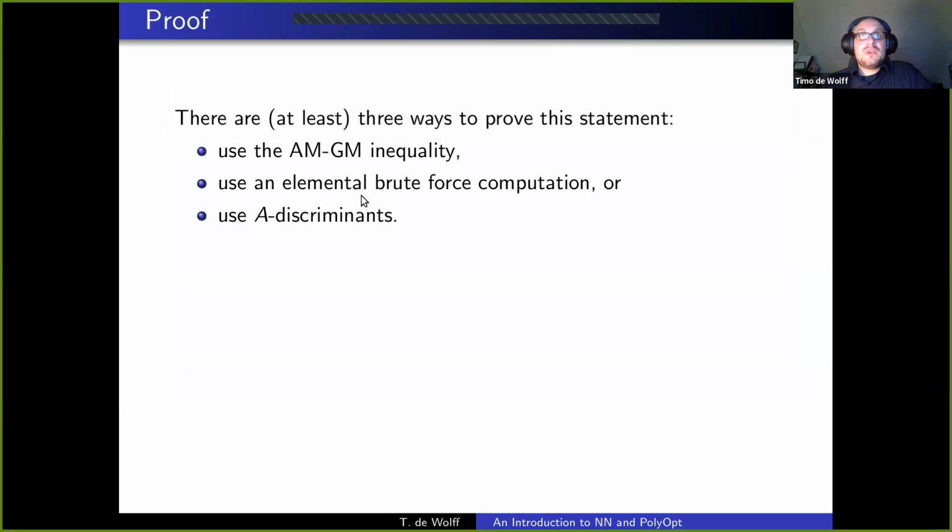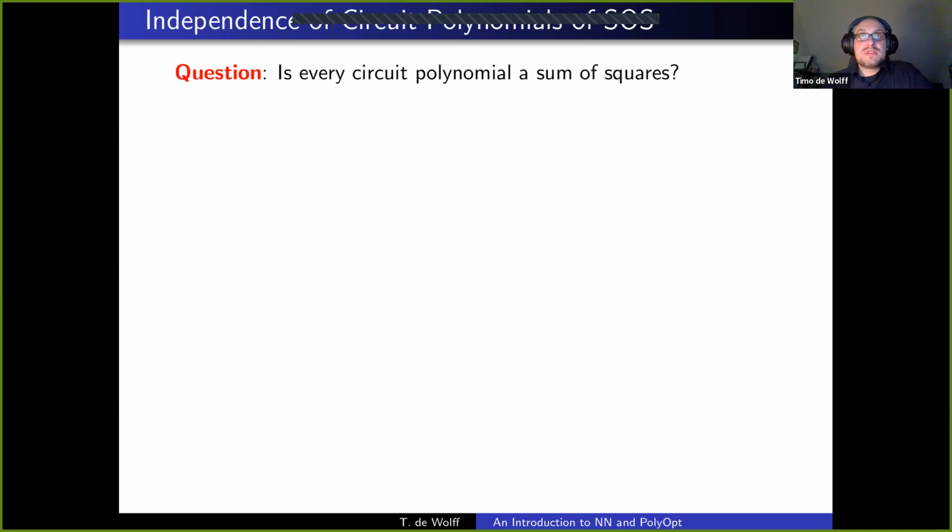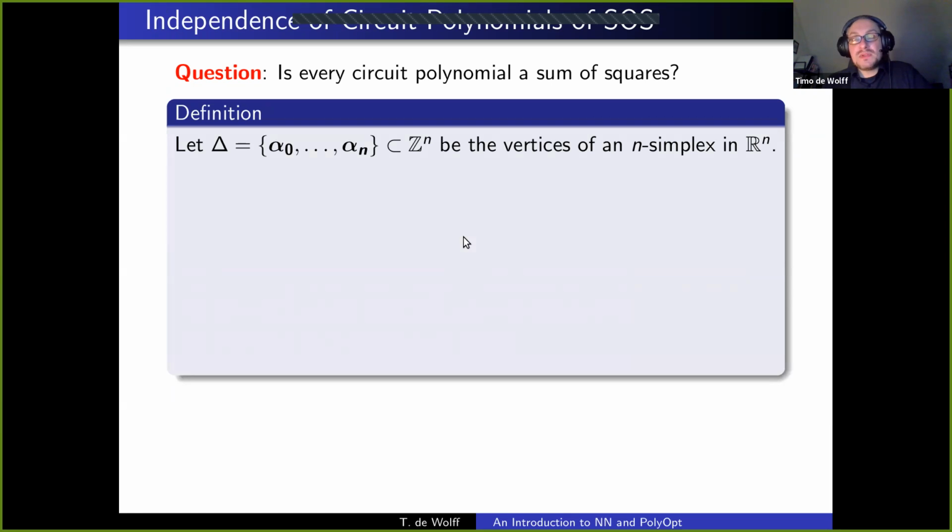Okay, coming back to this question about sums of squares, you might say, well, is every circuit polynomial a sum of squares? And it turns out that the answer is no. But there is a condition to check, and the nice part about this is that it is a purely combinatorial condition. Normally, if I have a non-negative polynomial, whether it is a sum of squares depends on the support and on the coefficients. But for circuit polynomials, that's not true. If I have a non-negative circuit polynomial, whether it is a sum of squares depends only on the exponents, on the support alone.